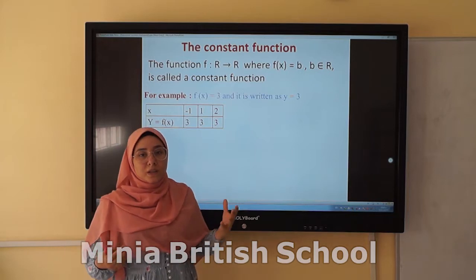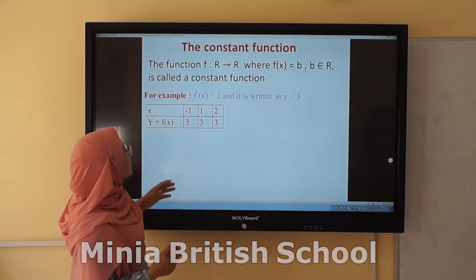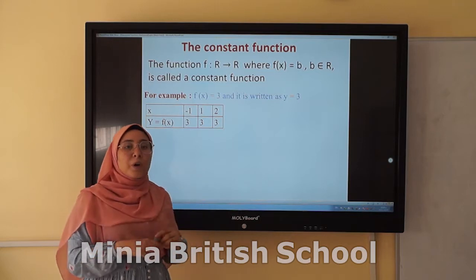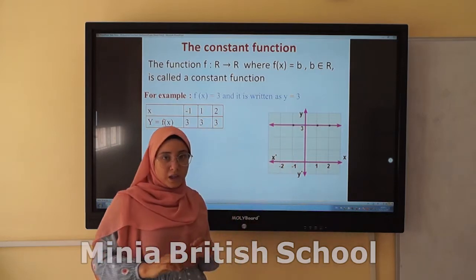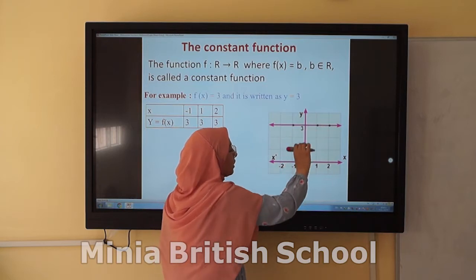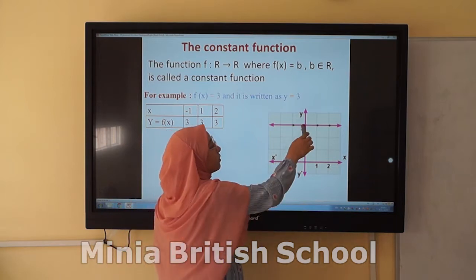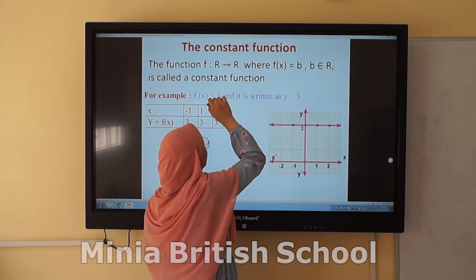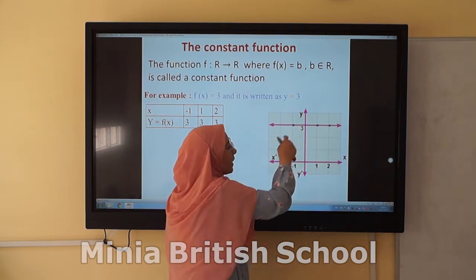Now, we need to represent this constant function graphically, okay? To represent the constant function graphically, it is represented by a straight line parallel to the x-axis and passing through the point (0, p). Here, f(x) equals 3, so p equals 3. So this straight line passes through the point (0, 3), okay?